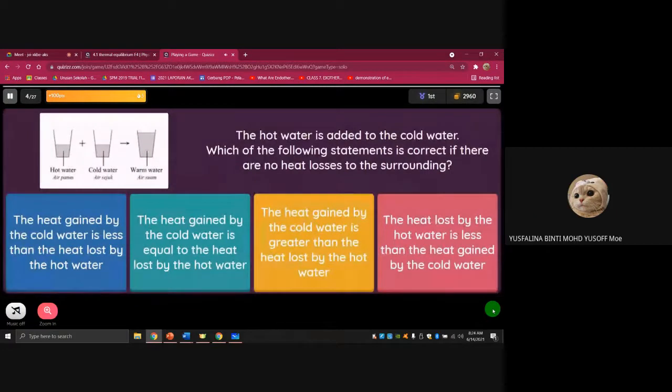Okay, number four. Number four, Eugene. The hot water is added to cold water. Which of the following statements is correct if there is no heat loss to the surrounding? So at this time, we call it, it has already reached thermal equilibrium. Okay, so for this one, which statement is correct? So remember, thermal equilibrium has three sentences: the temperature is the same, the heat transfer between two objects is the same, and the net rate of heat transfer is 0. You just need to find these three sentences.